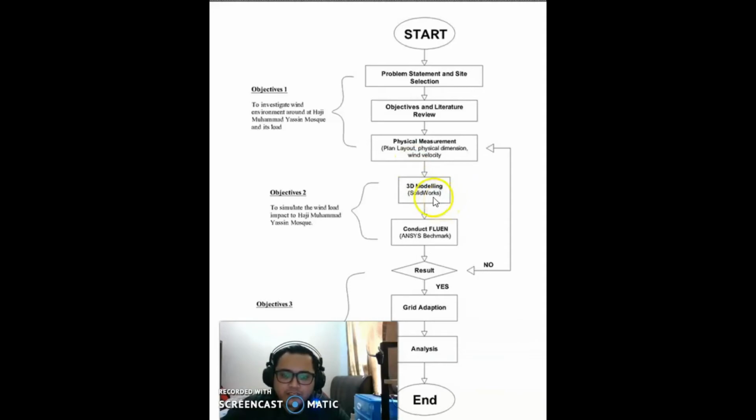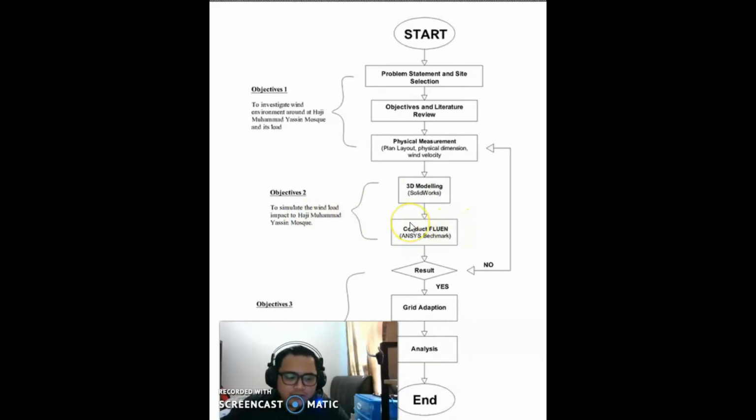For 3D modeling, I will develop a 3D model in SolidWorks, because the software needs a 3D model from SolidWorks to run a simulation. So I start with 3D modeling. My objective 2 starts along with it, which is to conduct the simulation to simulate the wind load impact on Haji Mohamed Yassin Mosque.